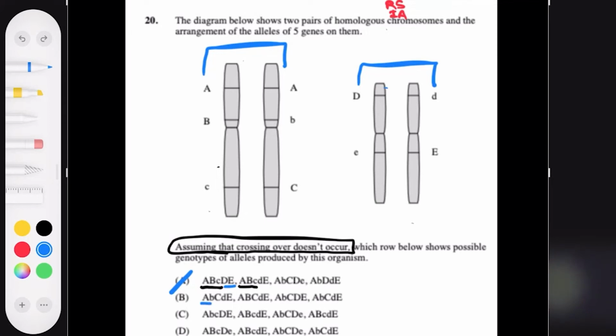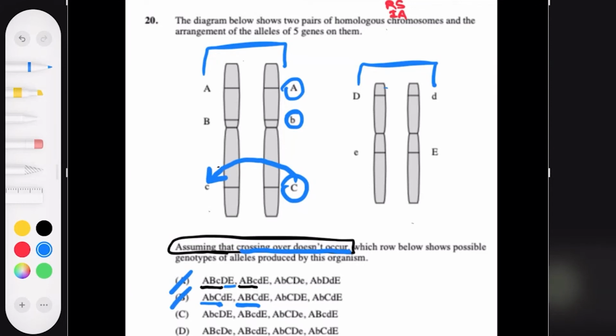Yeah, you see capital A, little b, and a capital C. Capital A, little b makes sense. It's on the same chromosome. Yeah, capital A and little b, but you see a capital C, that makes sense. So capital A, capital B, capital C doesn't make sense because that capital C must have broken off, right? And we've clearly said crossing over does not occur. So B is not right.